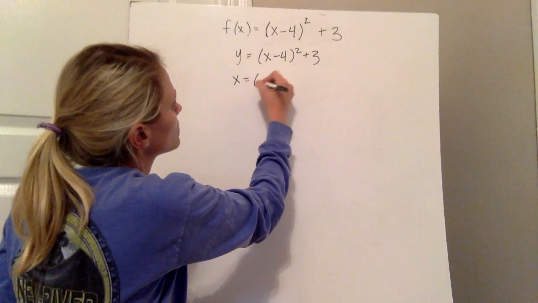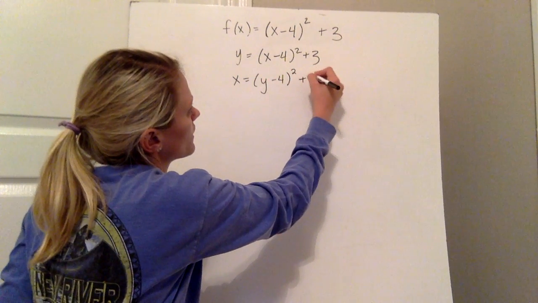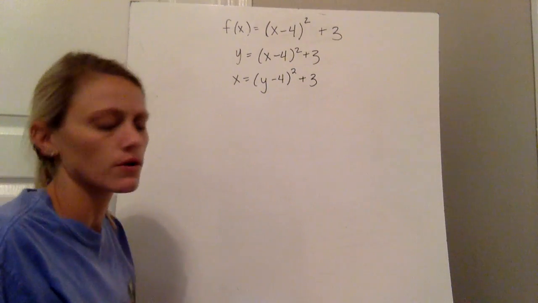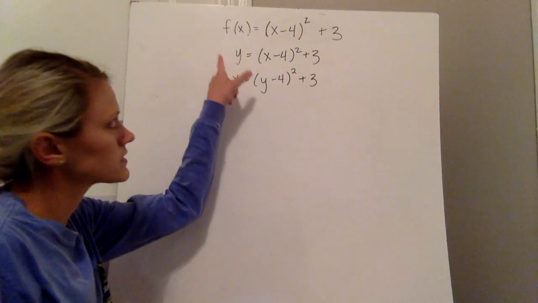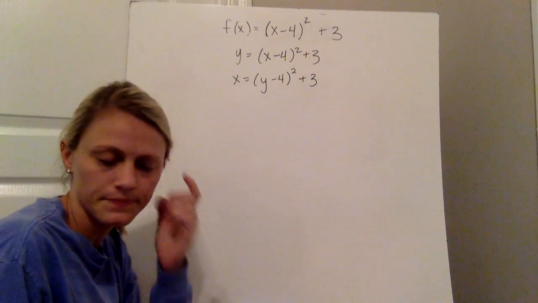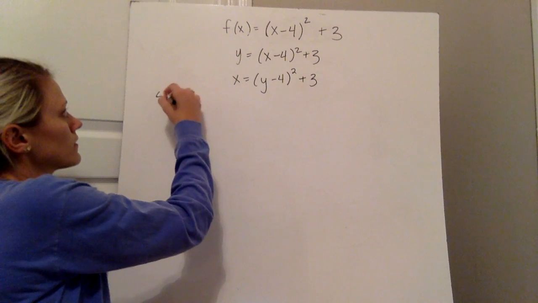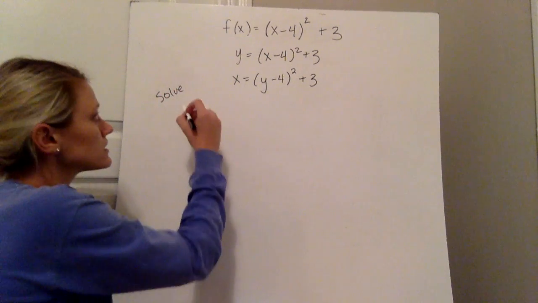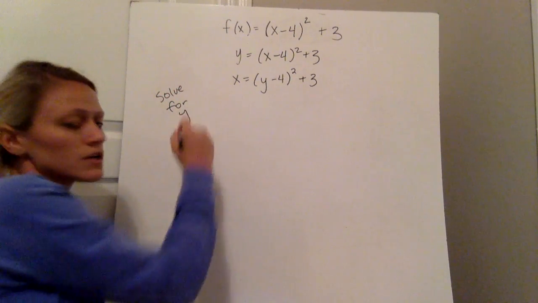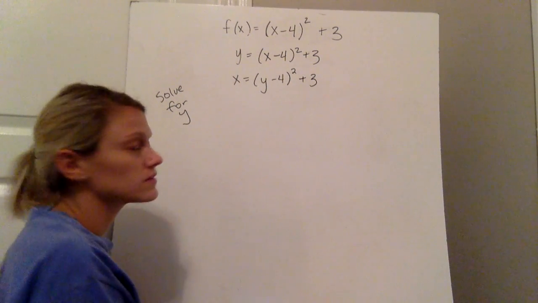So x equals y minus 4 squared plus 3. So same first steps. F of x becomes y. The x and the y just switch places. Okay? So we're looking to get this y by itself. Remember, you might get tired of me saying this. Solve for y. Okay? So again, it's kind of a pattern.